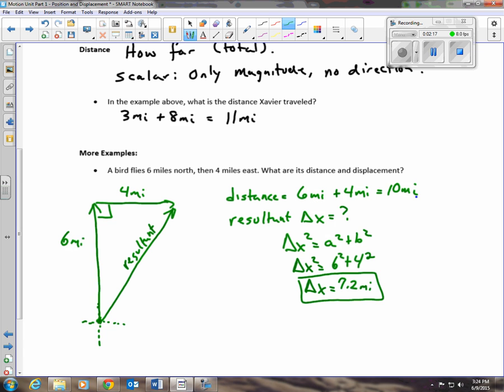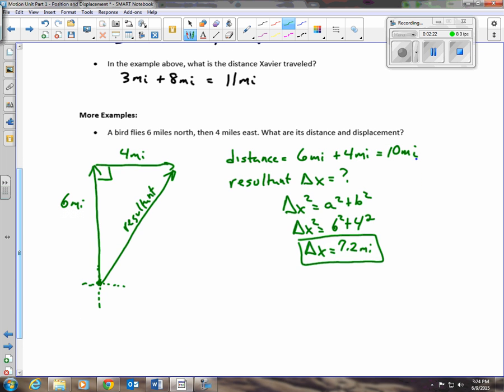Now, I'm not done yet, though, because displacement is a vector, so I have to give direction. Before I used the term northeast, but this isn't exactly northeast. Northeast means exactly evenly split between north and east. This is a little bit more north of that because the 6 miles is bigger than 4 miles. So a little more north than east. So what I have to do is tell an angle. And that's why I drew in this little axis down here. I'm going to tell the angle relative to east and west. So I want to find that angle right there. I'm going to label that angle theta.